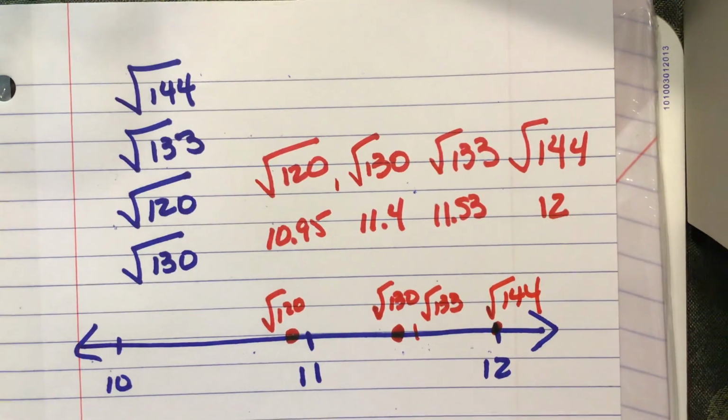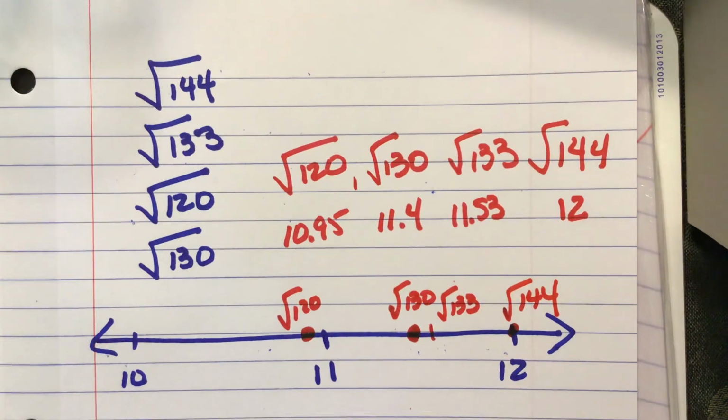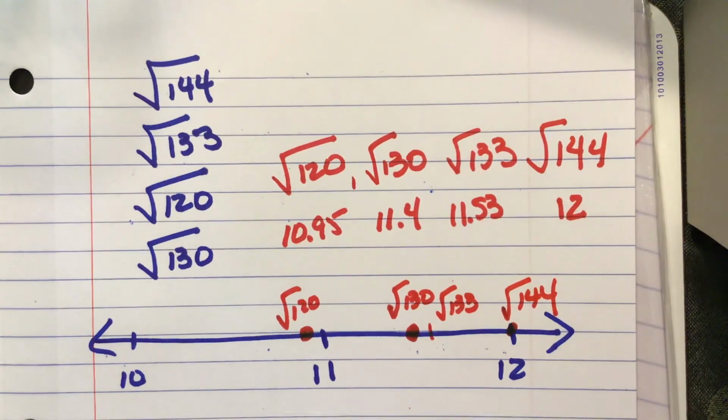Okay? So this is just comparing rational and irrational numbers, comparing them just between 2 numbers or putting them on the number line. Okay? So let's try some practice.